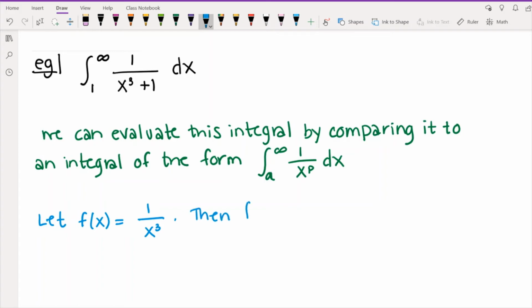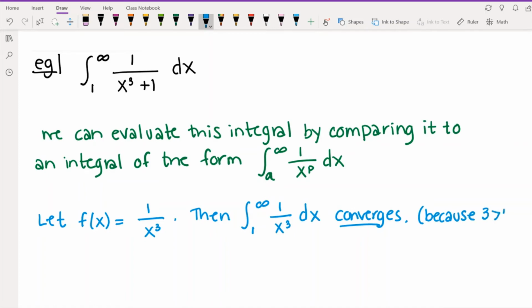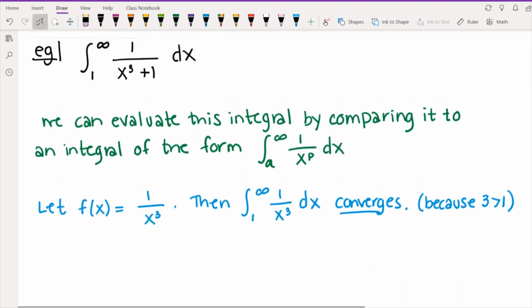Then the integral from 1 to infinity of 1 over x cubed dx converges. We don't care what actual value it has, but we know it converges because the exponent, 3, is greater than 1, right? And we just said on the other page that anytime that exponent in the denominator is bigger than 1, it converges. So what can we say if we were to compare our function here?